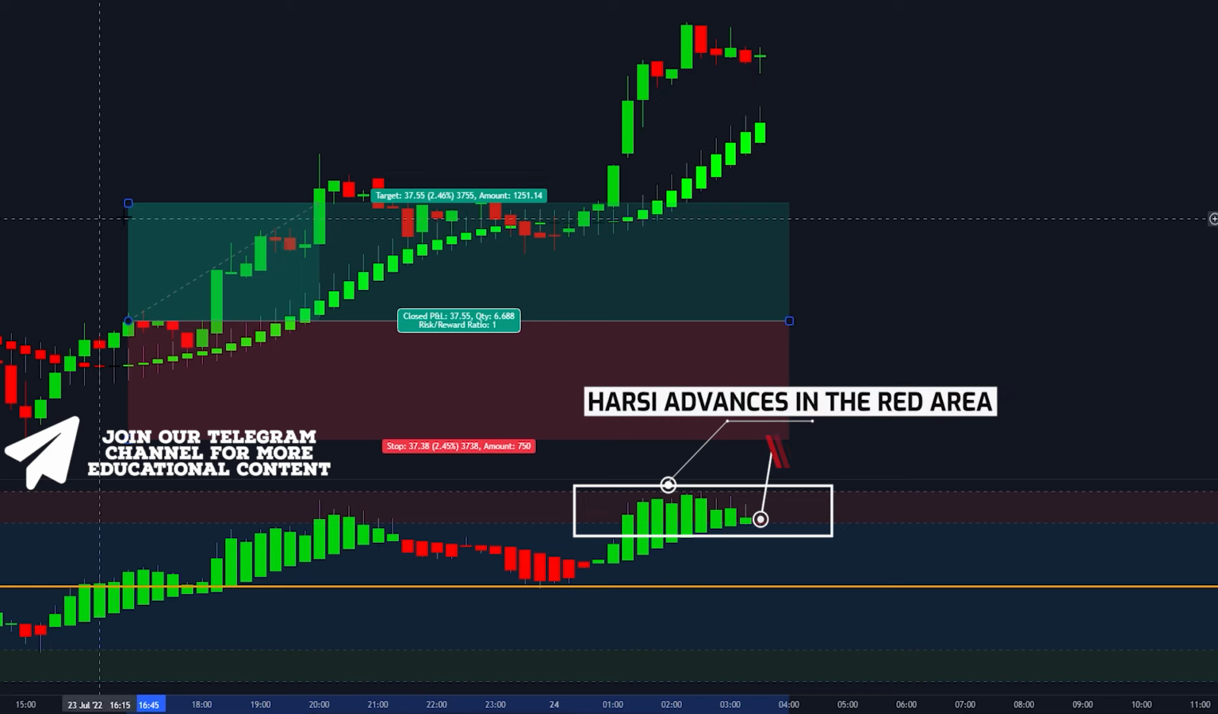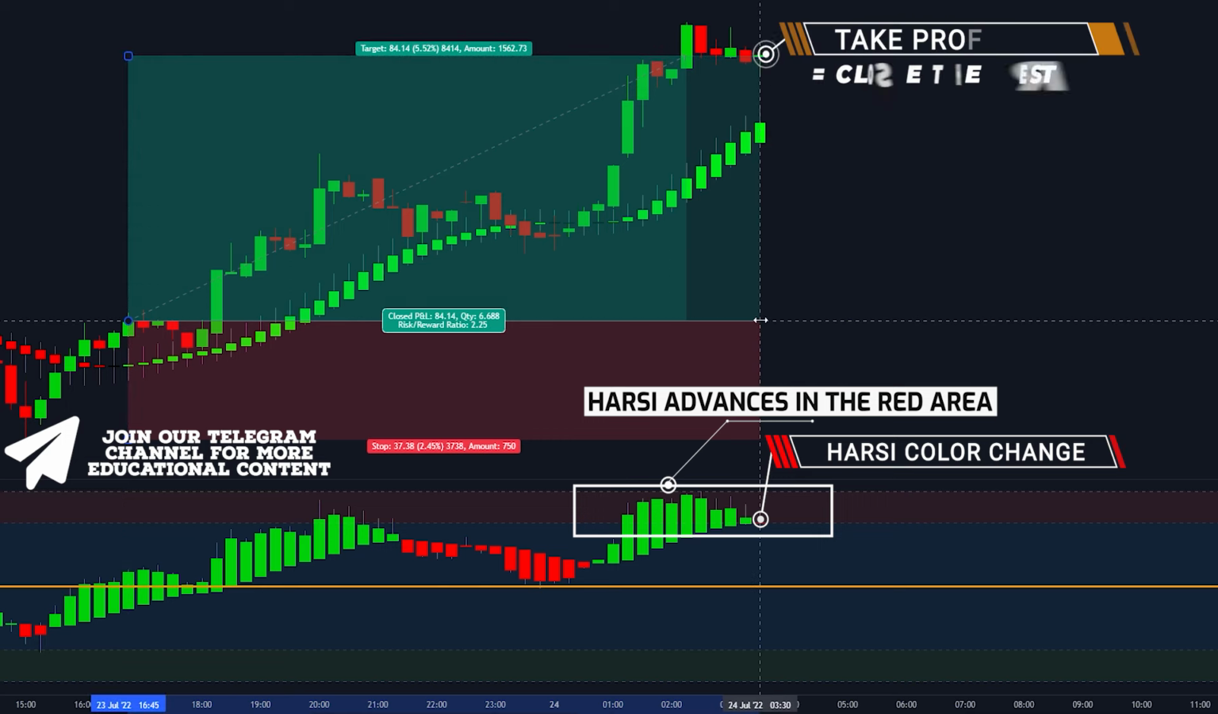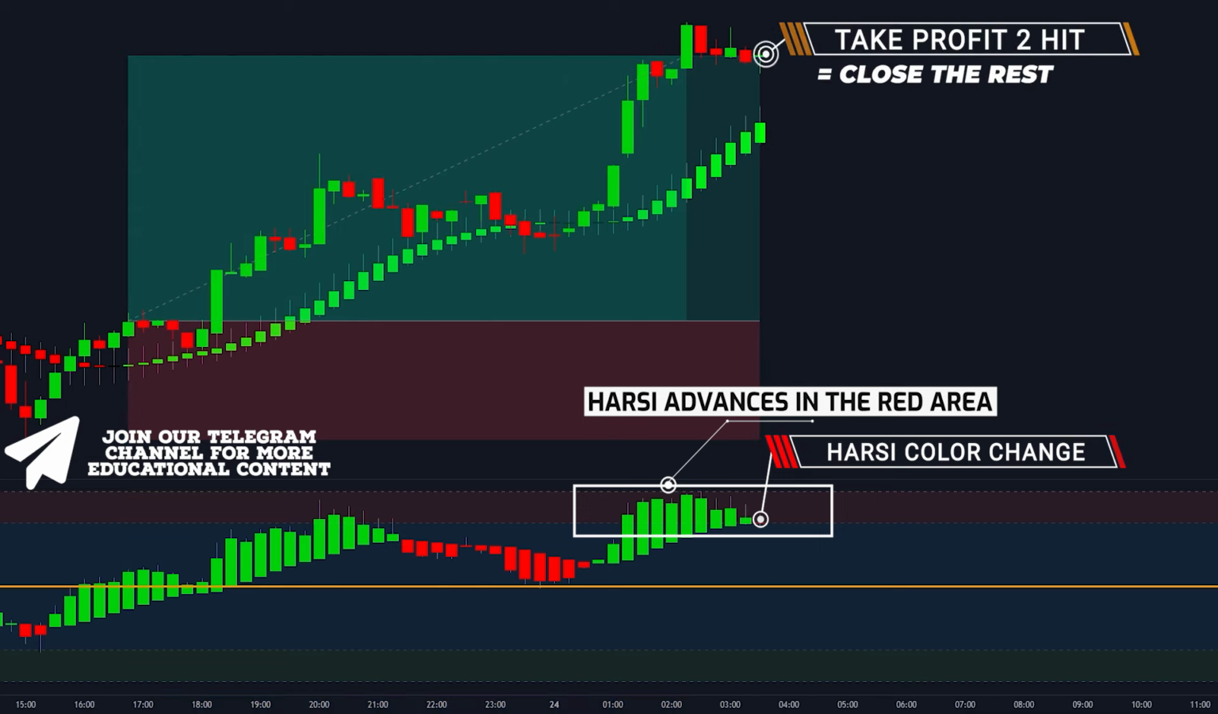Finally, HRSI changes its color right here, so that we close the rest position. As a result, we caught an insane 5% move with minimal risk. Let's see the short example as well.